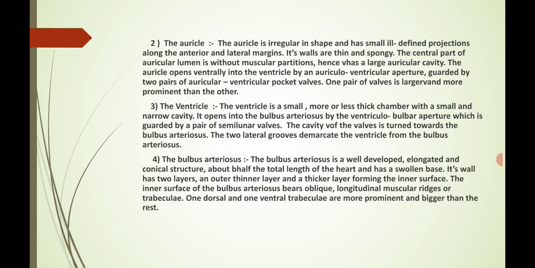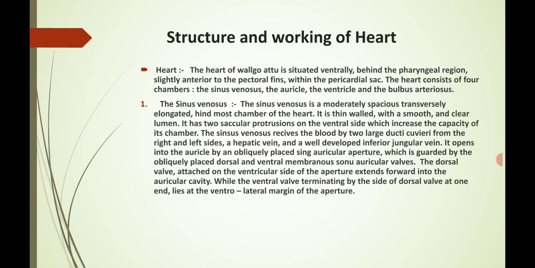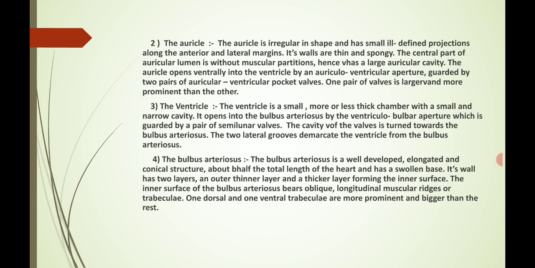Now these are all four parts included in the structure, and they take part in the working of the heart: first the sinus venosus, then the auricle, the ventricle and the bulbus arteriosus. These are the four important parts of the structure of the heart. We have seen the dorsal as well as the ventral view of the structure, and what processes are involved and what the work of the heart is.